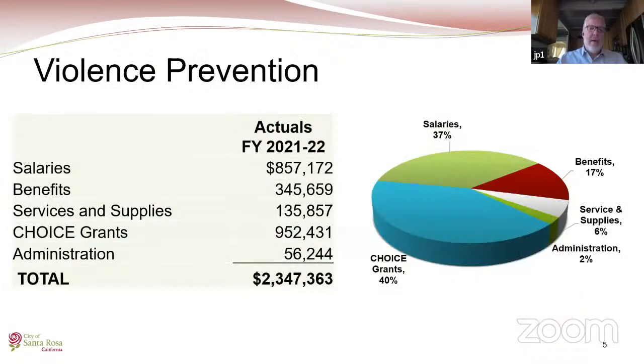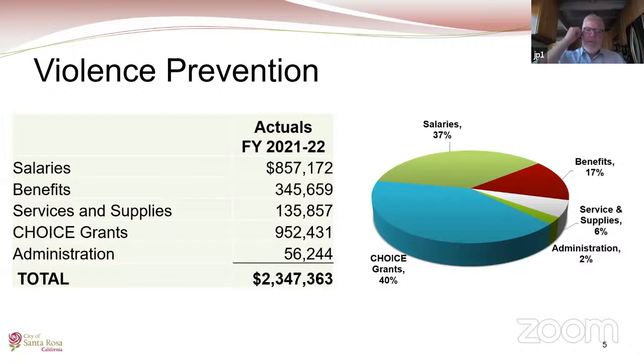And what you'll see here is the overall distribution of expenditures in 21-22 as we were coming out of COVID. The choice grants in this case represented over 40% of the total program expenditures, which the guidance that was developed after the adoption of Measure O was initially saying 35%. But what this represents is the additional grants that Magali will be talking about that have been put into the community to serve the nonprofits that work through the Choice Grant Program.